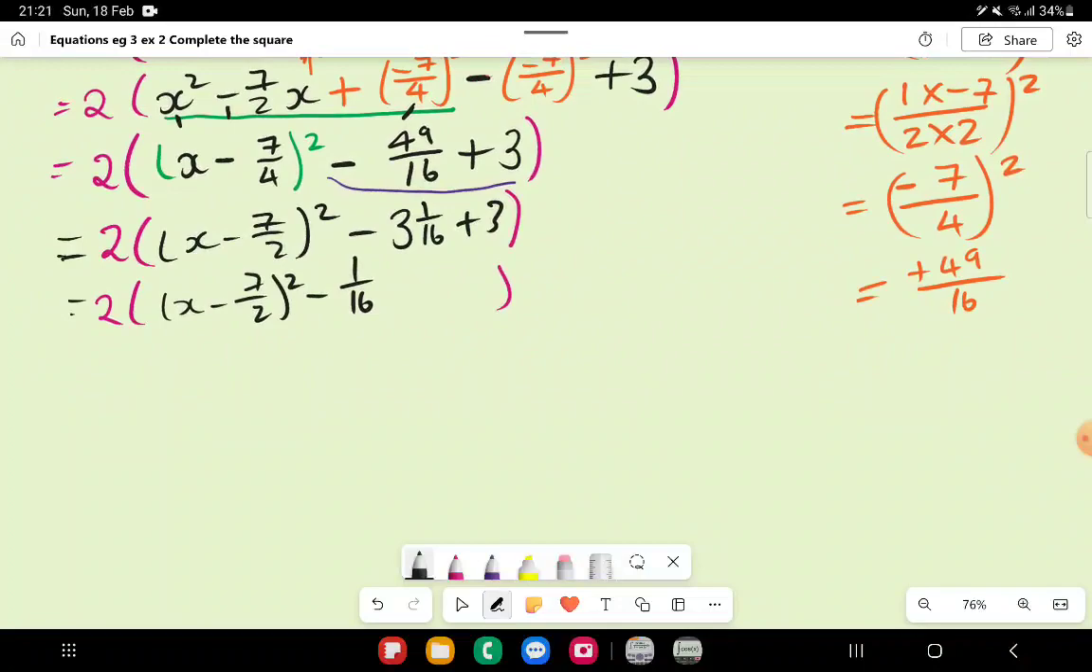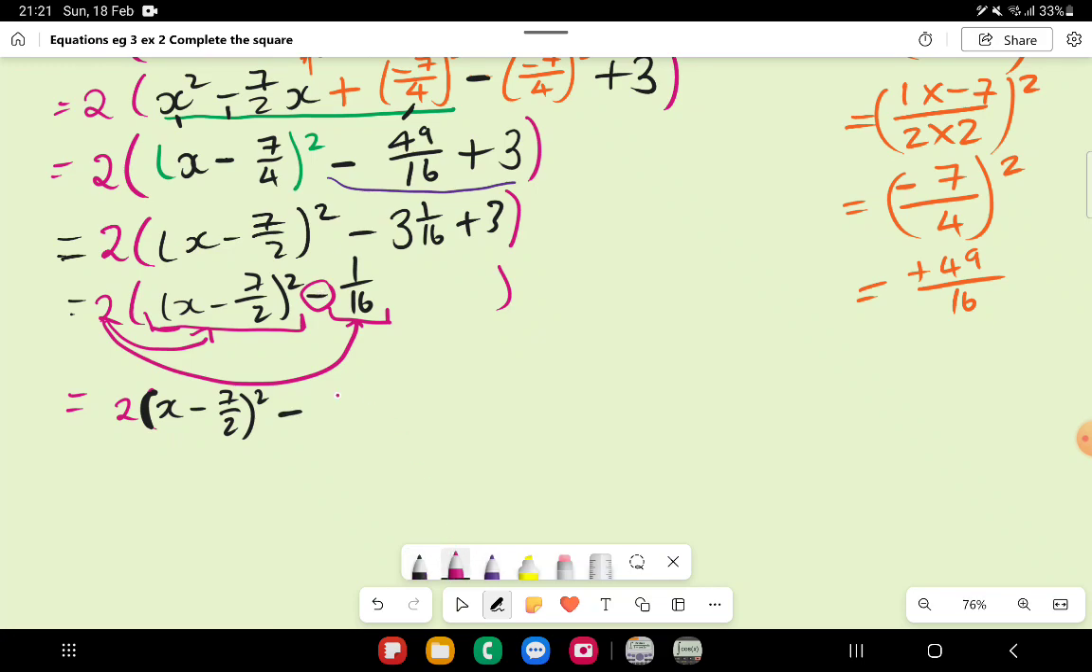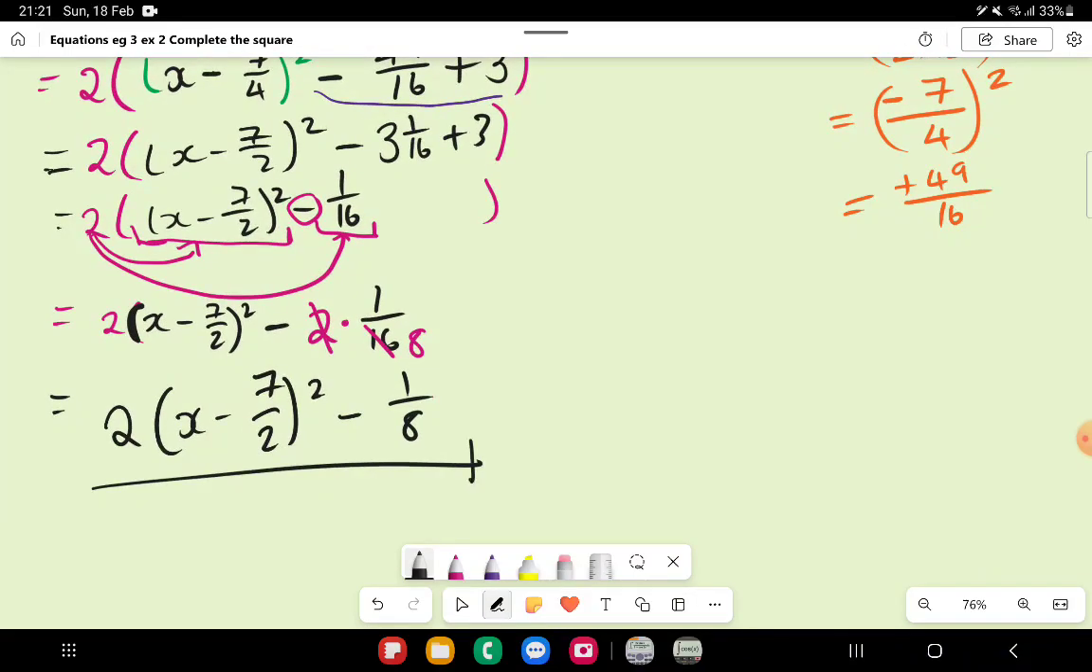Okay, now the next thing that you need to do is the distributive property. So you're going to multiply this in with this term. This is one term, and you multiply it with that one, which is your second term, because it is separated by pluses and minuses. So I end up getting 2 times x minus 7 over 2 squared, and this is my black bracket. Then this minus sign comes down, and I get 2 times 1 over 16. Now, these two cancel out. 2 goes into 2 once, 2 goes into 16 8 times. So my final answer is going to be 2, open bracket, x minus 7 over 2, close bracket, squared, minus 1 over 8. And that, ladies and gentlemen, is how you do this.